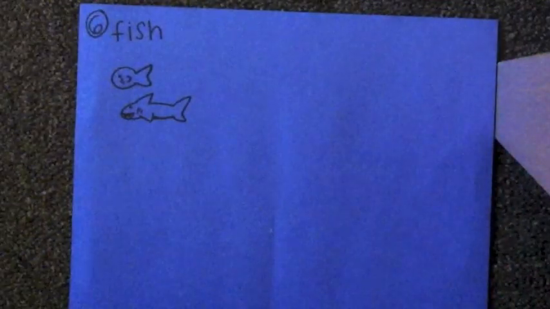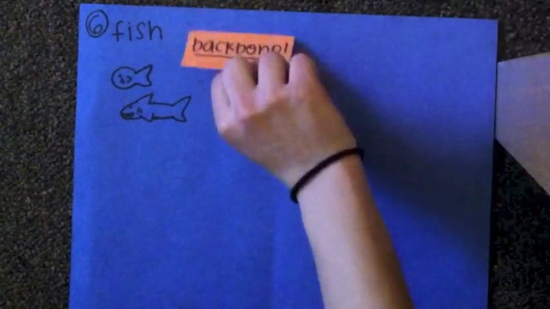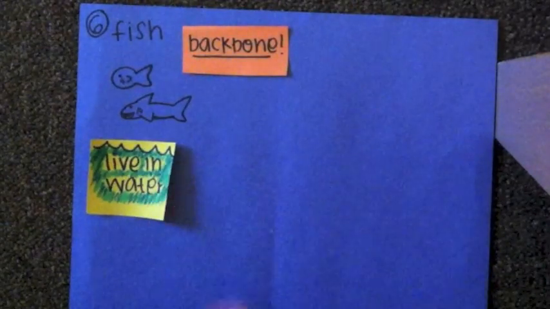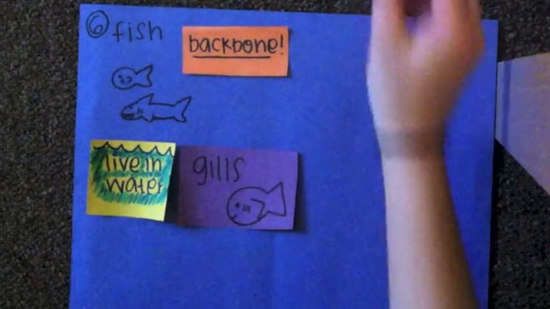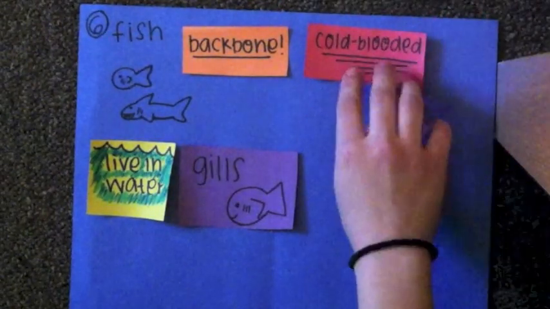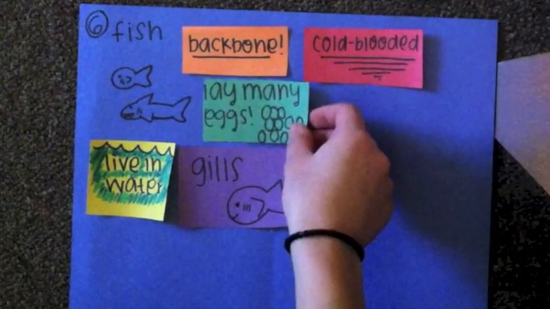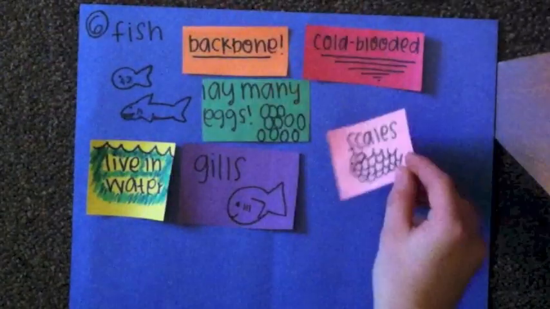The last group are fish. Fish have backbones, and we all know that fish live in water, which means they need gills to breathe. Fish are cold-blooded animals. Fish lay many, many eggs. And fish have scales.